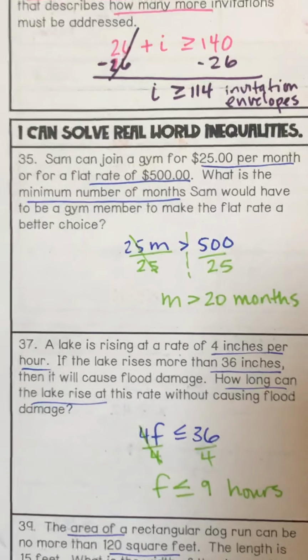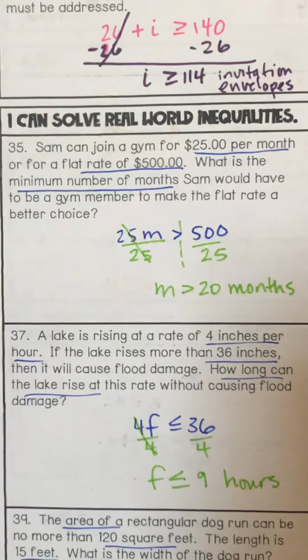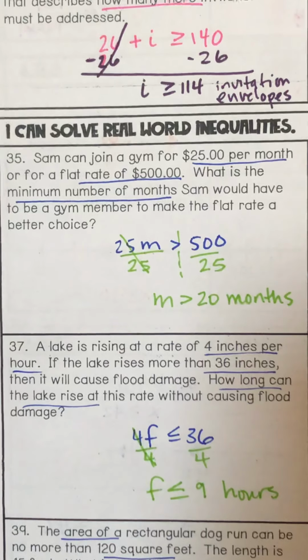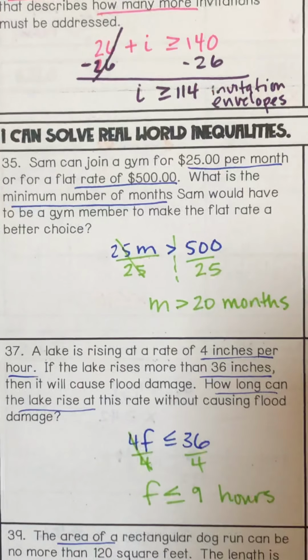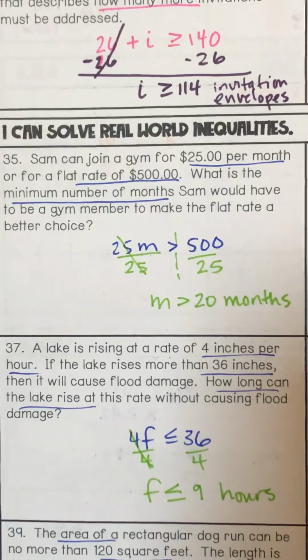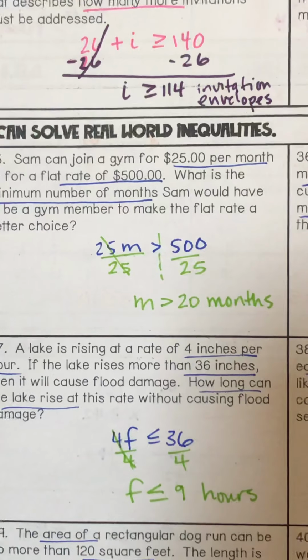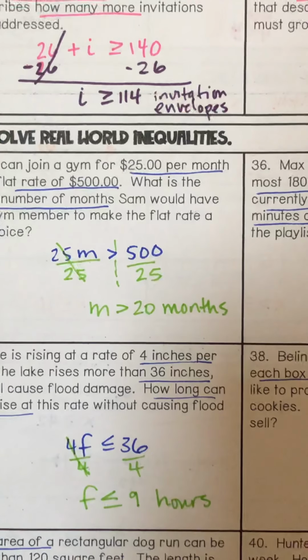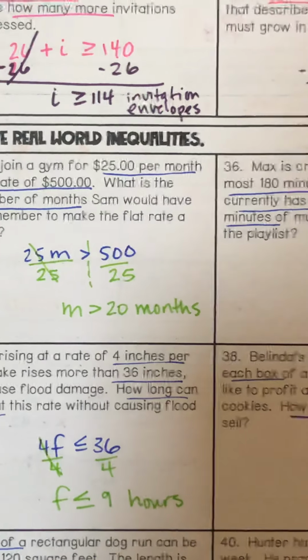35, Sam can join a gym for $25 per month or for a flat rate of $500. What is the minimum number of months Sam would have to be a gym member in order to make the flat rate a better choice? So it would be 25 times M is greater than 500. Divide by 25 on both sides, M is greater than 20 months. So he would need to be a gym member for more than 20 months.